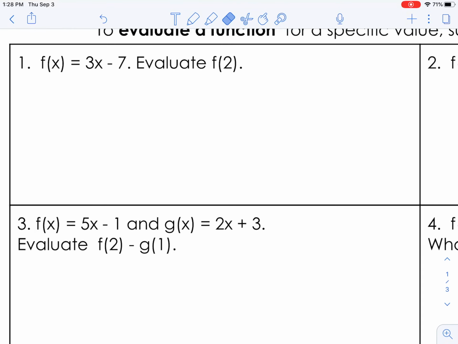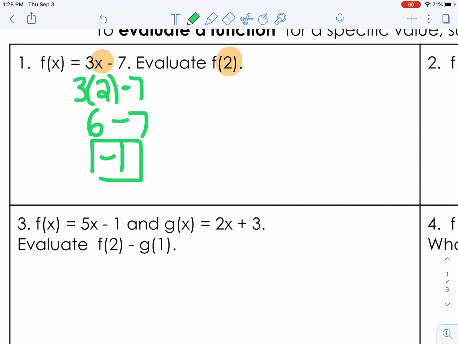Number 1, we have f of x equals 3x minus 7. We want to evaluate f of 2. To evaluate f of 2 means we're going to take this 2 and plug it in or replace it where x is in this function. So instead of writing 3x minus 7, we're going to write 3 times 2 minus 7. 3 times 2 is 6. 6 minus 7 is negative 1. That's our answer. So if we evaluate f of 2, we get negative 1. Another way of writing this answer is f of 2 equals negative 1. This is your x value, this is your y value.